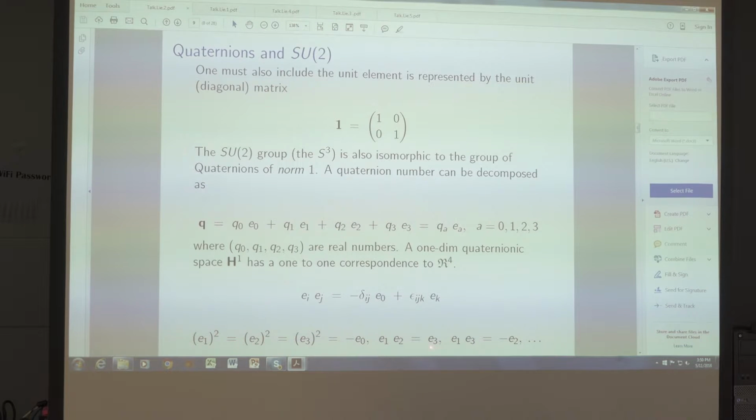E1 times E2 is E3. E1 times E3 equals minus E2, and so forth. Okay, so this algebra really looks very much like the algebra of the Pauli spin matrices after you multiply by the square root of -1. Let me just go back to it.